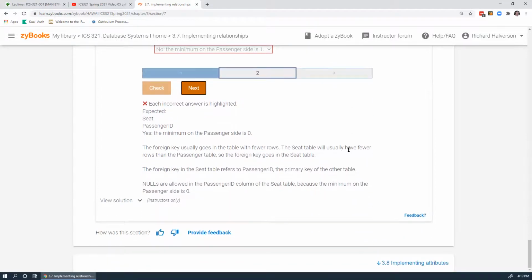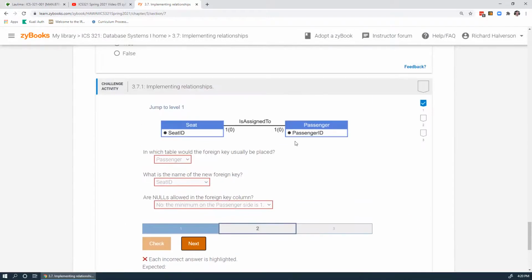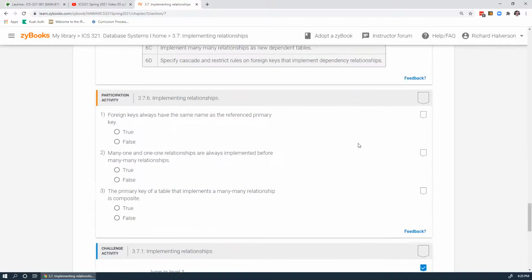Okay, so what does it say? The foreign key usually goes in the table with fewer rows. The seat table will usually have fewer rows than the passenger table. So the foreign key goes on the seat table. The seat table will have fewer. Well, how can you be a passenger without a seat? Okay, all right. So my understanding of the definition of a passenger was wrong, I guess.